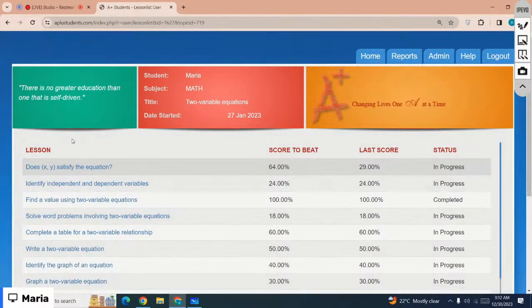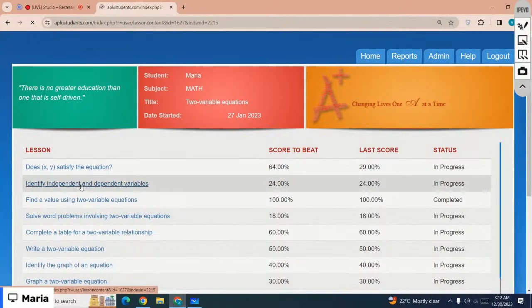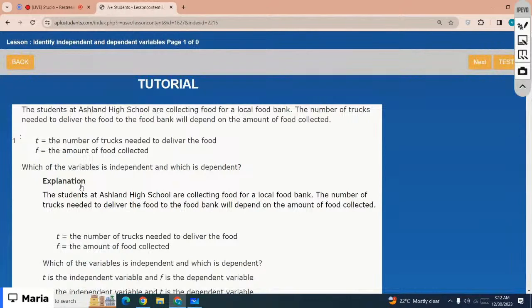So whenever we are working on two variable equations, one of the variables is dependent and the other variable must be independent, right? So we are going to see which variable is dependent and which variable is independent through examples, right? Let's just start with an example.